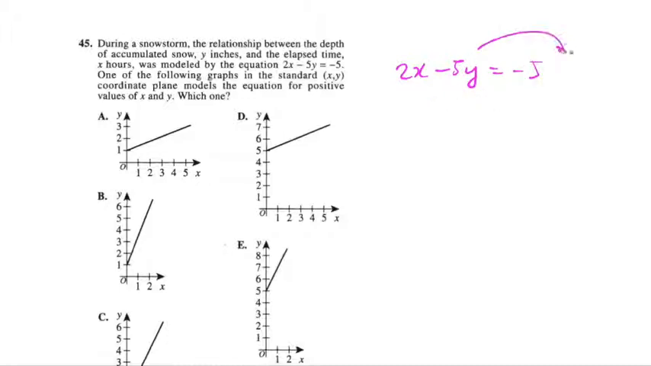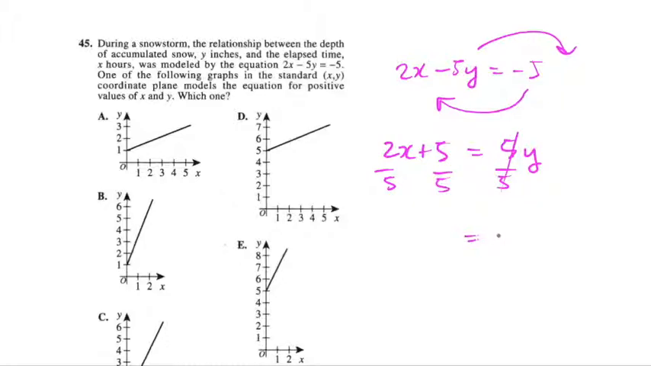I'm going to bring the y this way and bring the negative 5 this way. That means that's 2x plus 5, and then the y, that negative 5y turns into a 5y, and then we're going to divide by 5. This becomes y equals 2/5 x plus 1. This is your y-intercept. This is your slope. So it has to have a positive slope. All of these have positive slopes, but it has a slope of 2/5. And it has a y-intercept at 1.